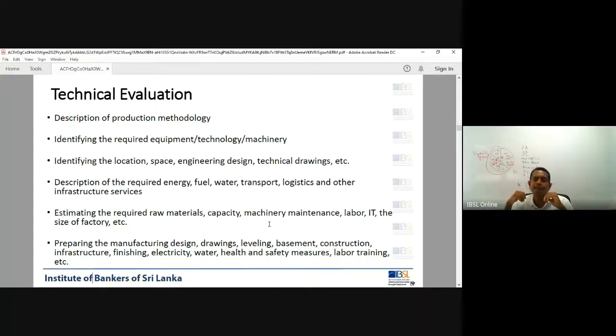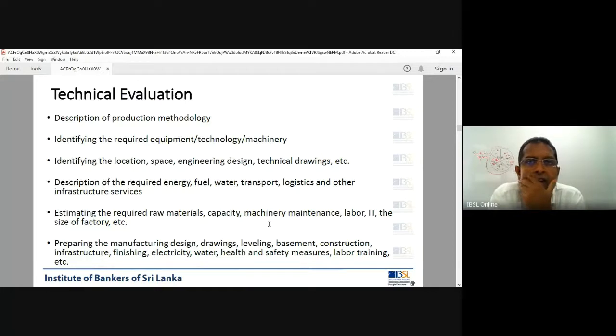Then roads, the internal roads and the external road. Transportation, how can we transport? Can a 40-footer come in easily? Is it only 20-foot containers we can bring in? Like that. Infrastructure and those things.